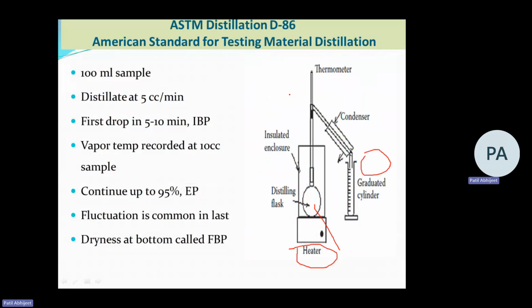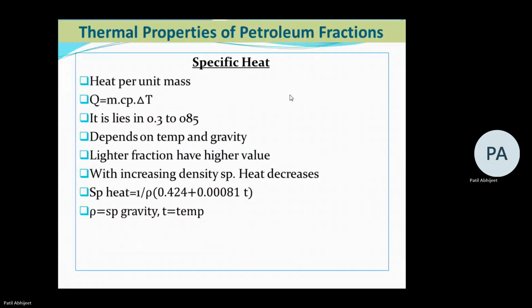Okay, so this was particularly related to ASTM distillations. Now, in the next part, we are going to discuss the thermal properties of petroleum fractions. What are the various thermal properties of petroleum fractions? The first thermal property is specific heat. Everyone knows specific heat is the amount of heat required per unit mass, and it is calculated as Q = mCp ΔT.